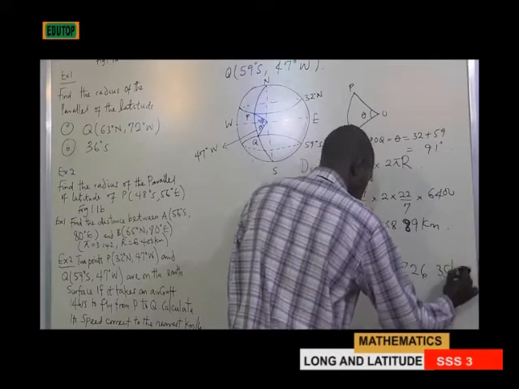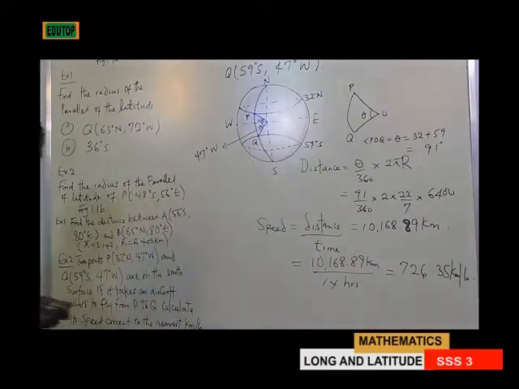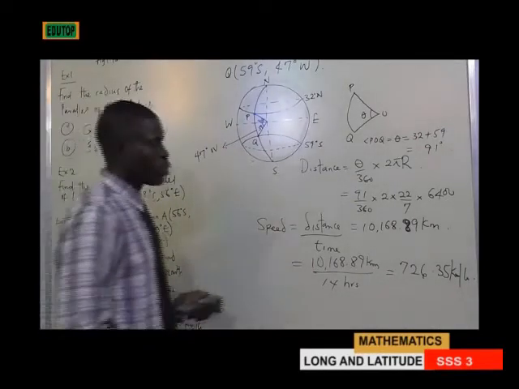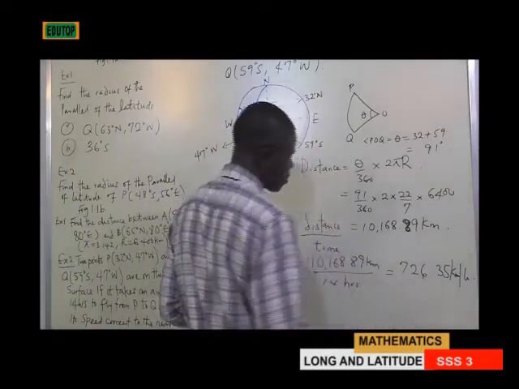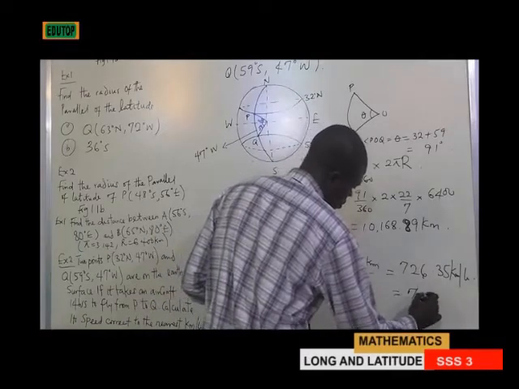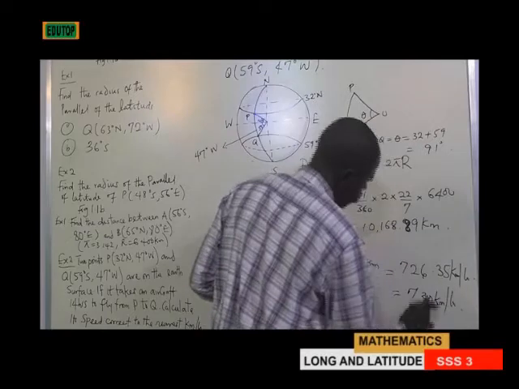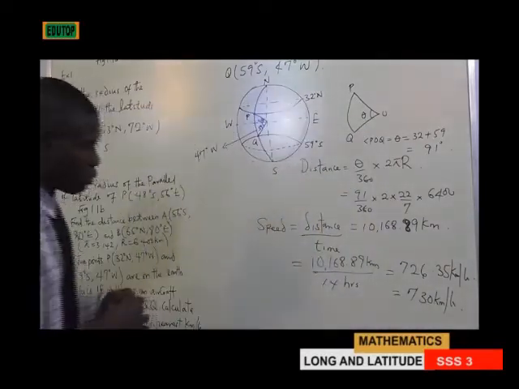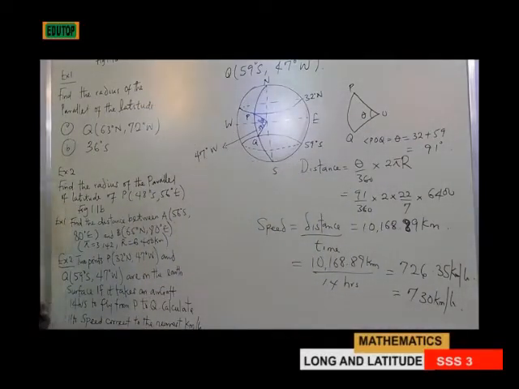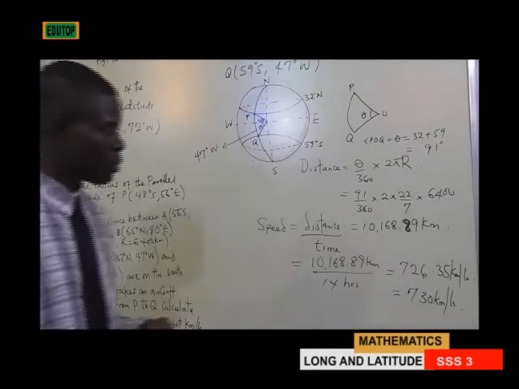726.35 kilometer per hour. Remember, the question asks us to calculate a speed correct to the nearest kilometer. So the nearest kilometer to this will definitely be 730 kilometer per hour. That is to two significant figures. So we have 730 kilometer per hour, and that is the speed.